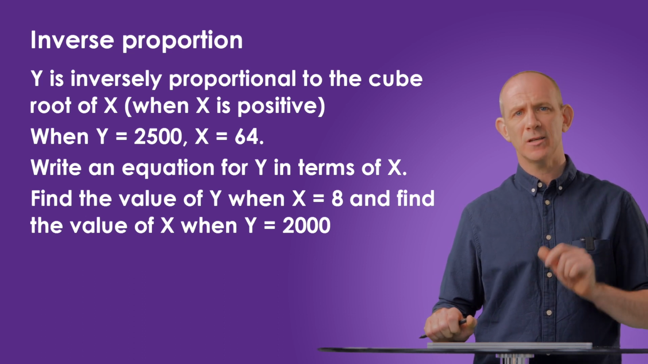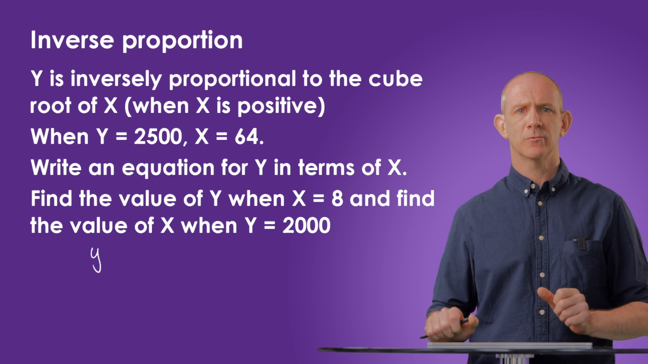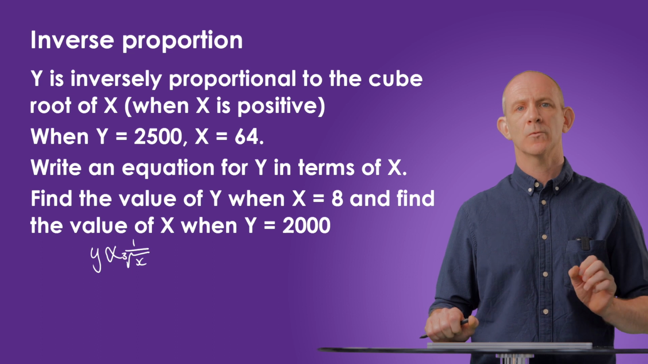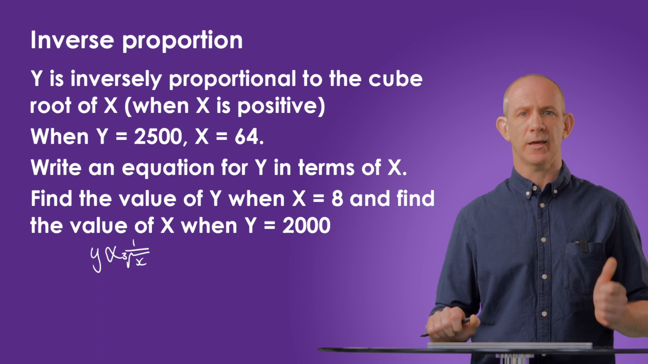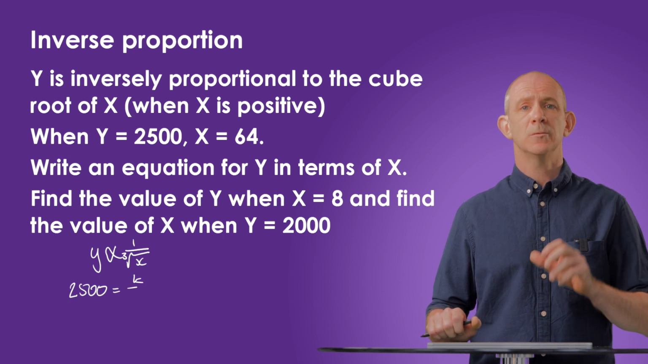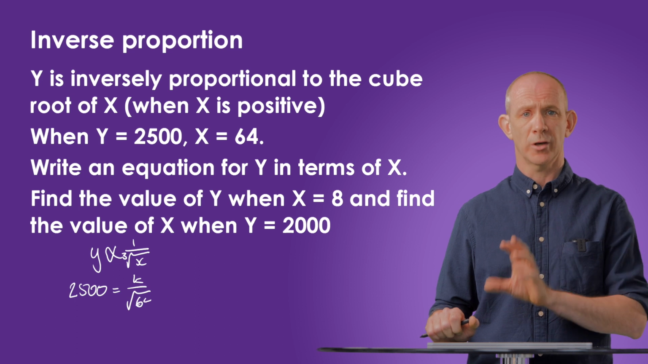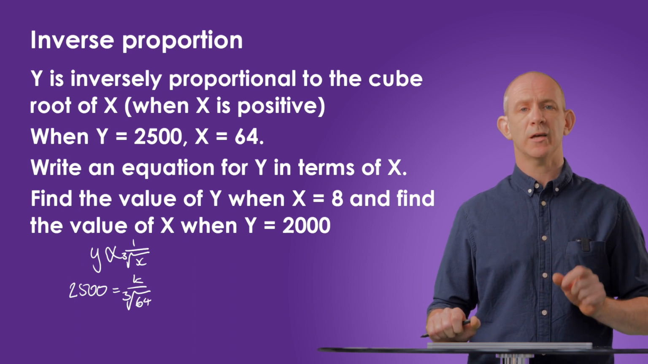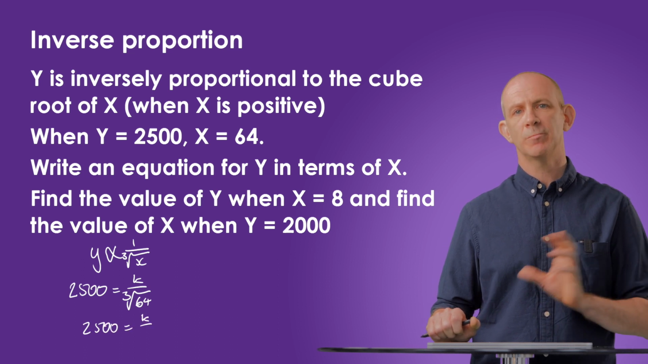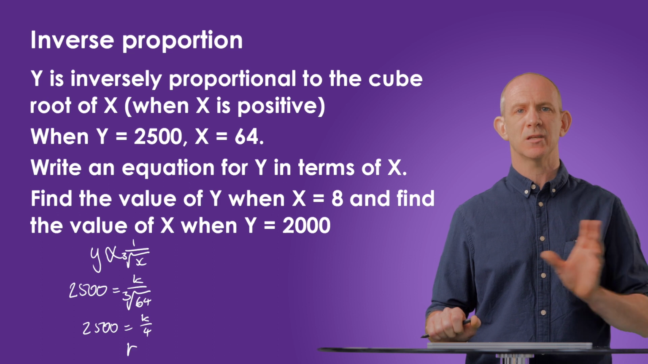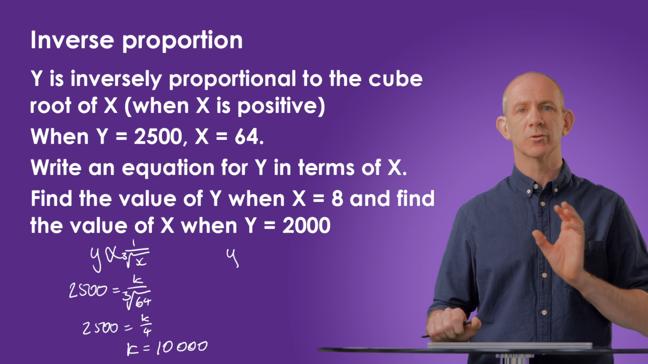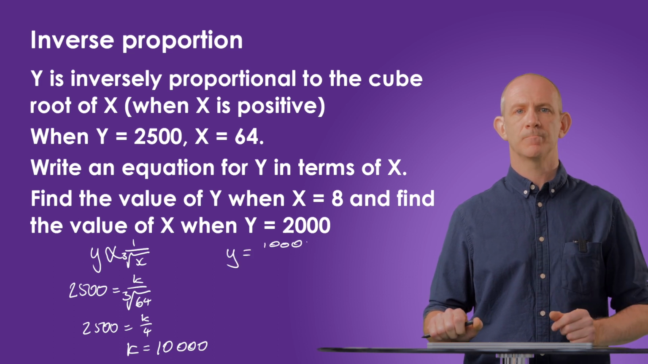Let's start off by creating our equation from the proportionality, which is y is proportional to 1 over the cube root of x. We can substitute our values for y and x to get 2,500 equals k over the cube root of 64. If we calculate the cube root of 64, we're going to get 4, which means that we can write it as 2,500 equals k over 4. Now, if we multiply both sides by 4, we get 10,000 equals k. We have our constant, and we can write our equation y equals 10,000 over the cube root of x.